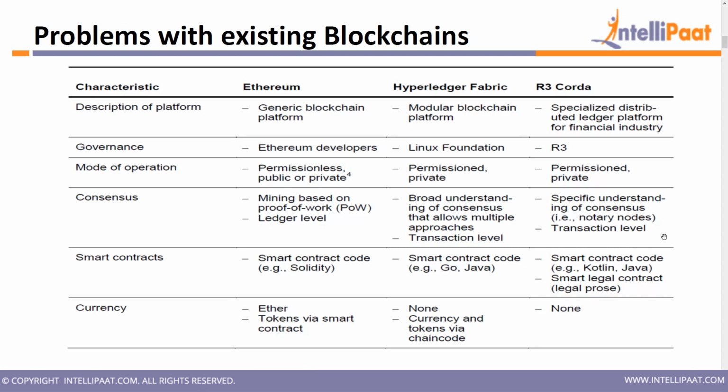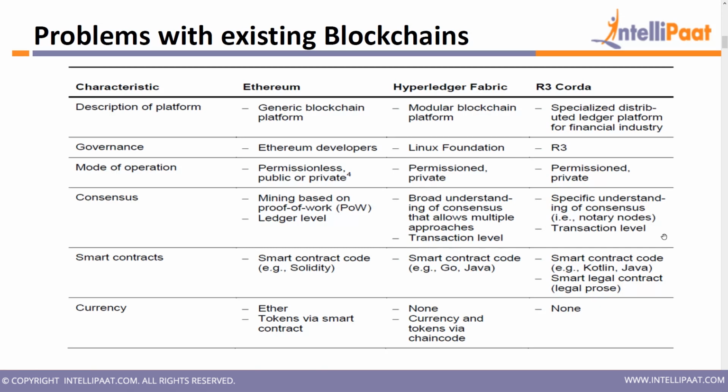Ethereum is a generic blockchain platform. Hyperledger Fabric is a modular blockchain platform. Why do we call it modular? Because we define the modular blocks of each party or asset that is participating inside the Hyperledger network, and we deal in modules in Hyperledger Fabric. That's why it is called a modular blockchain platform. Then R3 Corda is a specialized distributed ledger platform for the financial industry.